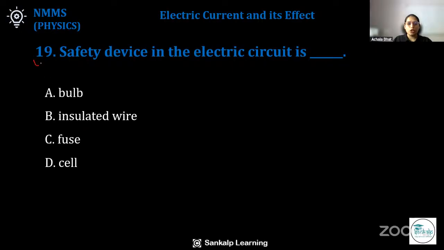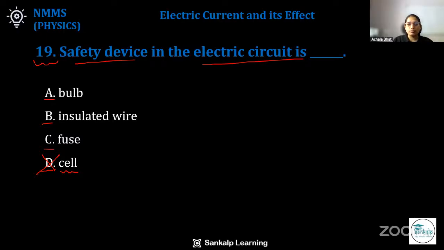Let us see question number 19 of NMMS Physics chapter Electric Current and its Effect. Safety device in the electric circuit is a bulb, insulated wire, fuse, cell. Here, cell generates electricity. This is not considered as a safety device in electric circuit. Therefore, D is wrong. This is considered as electricity generation.